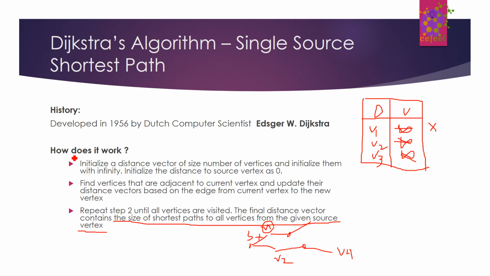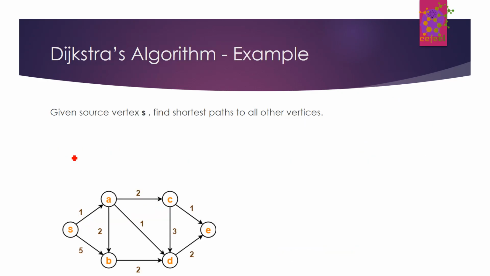So let's take an example and see how it works. Here is a graph given to us which has 6 vertices, S, A, B, C, D and E, and we have weights on each of the edges. We are given a source vertex S and our goal is to find the shortest distance from the source to all the other vertices.